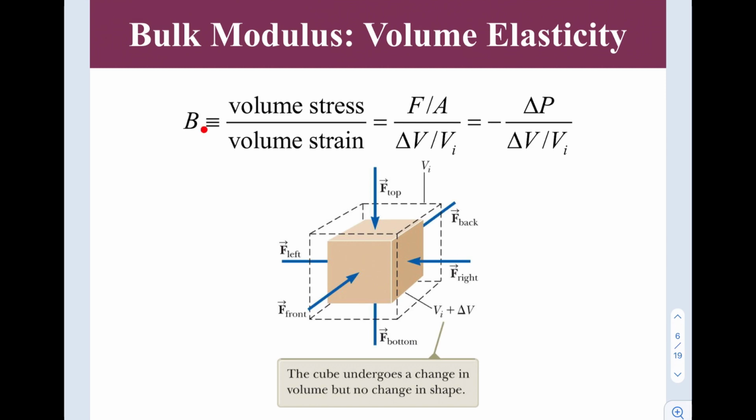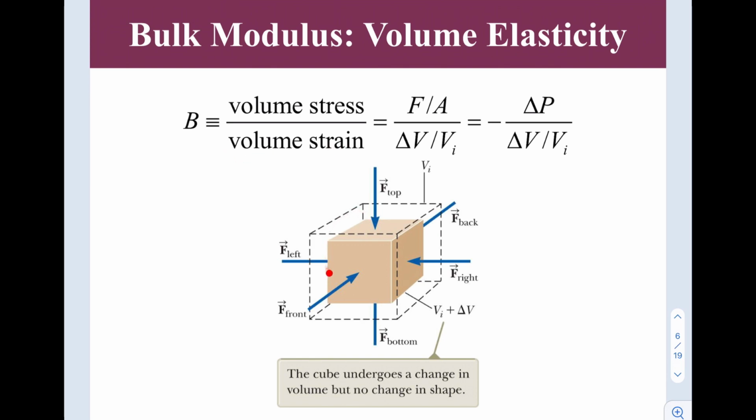Third one, bulk modulus, where we have volume elasticity. Bulk modulus is defined as volume stress over volume strain. The dashed line here is the original volume of this object. When this object, the cube, undergoes a change in volume but not a change in shape, it is still a cube. This is the new volume of the cube. In this kind of situation, we refer to bulk modulus.